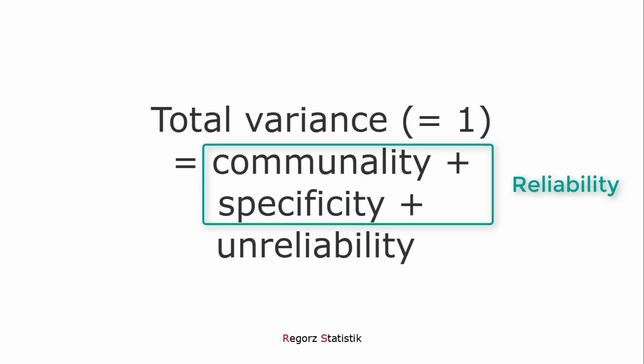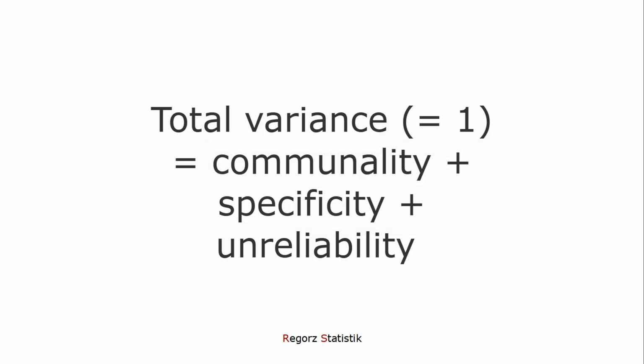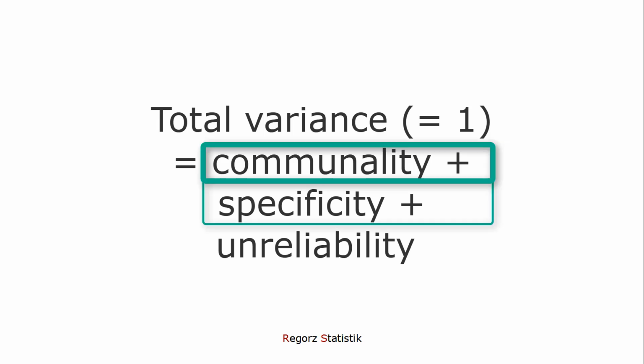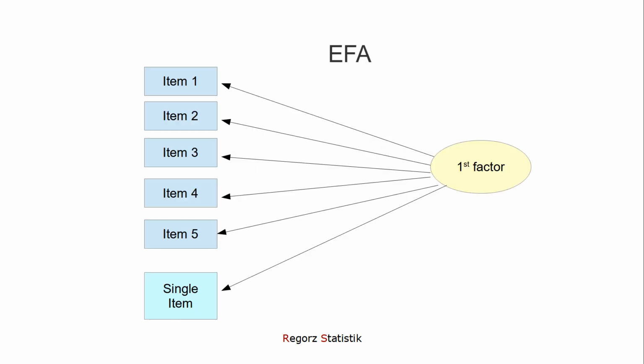The communality plus the specificity. But if you run an exploratory factor analysis, you at least get an estimate for the communality as part of the output. So the communality in a factor analysis is a lower bound for the reliability. So you run an exploratory factor analysis with your single item and the items of the scale measuring the same construct and extract only one factor.